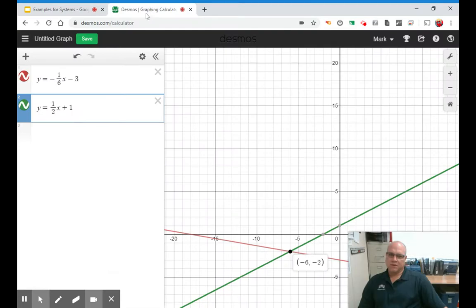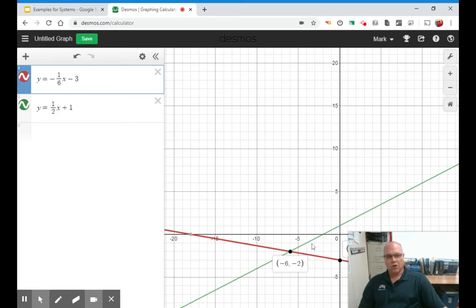All right, let's go into Desmos and take a look. So I graphed each line. So my red line is y equals negative 1/6x minus 3. So the line's decreasing, crosses here. The y-intercept is 0, negative 3. My green line is the y equals 1/2 x plus 1. So y-intercept is 0, 1. The slope is positive 1/2, so it's increasing. So then I clicked on the point of intersection there, and you can see that the answer is negative 6, comma, negative 2. That's our solution for both of these equations.